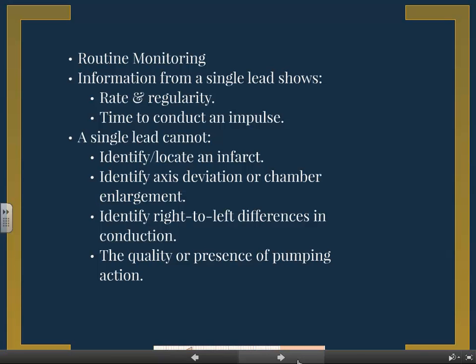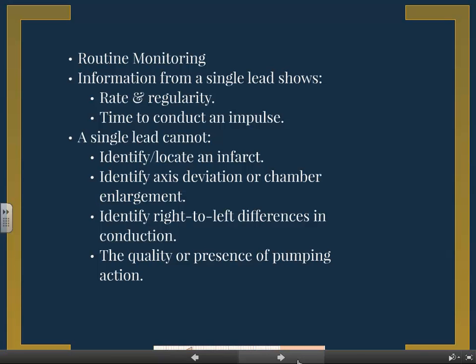Alright? So, basically a single lead, a lead 2, is going to tell you is it regular, what the rate of it is, and the time it takes to conduct an impulse. Under normal circumstances, we're going to have our numbers, right? Our PRI interval up to 0.2. Our QRS up to what? 0.12, right? Then we're going to look at our QT interval and all that stuff. We start having delays in impulses when we start getting into what? AV blocks.